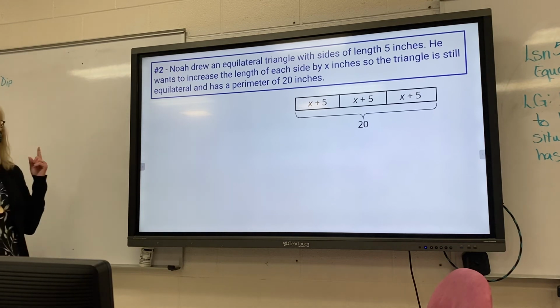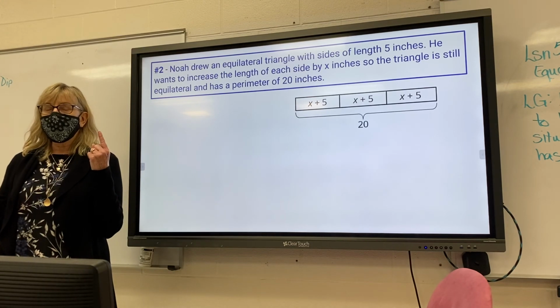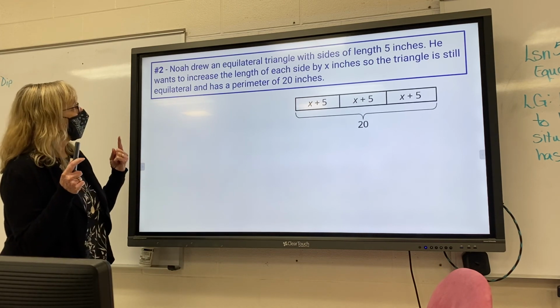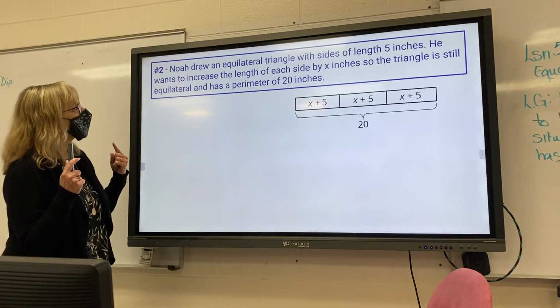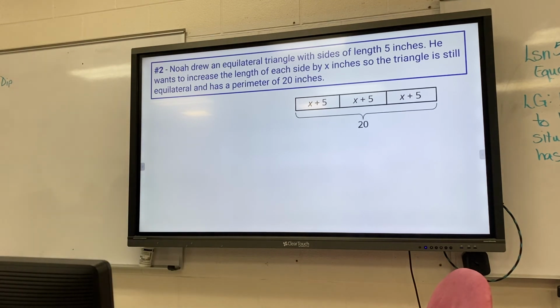All right, now I want you to close your eyes and think of an equilateral triangle with side lengths of 5. Got that in your mind? Noah's going to come along and draw it. Yours has 5, he's going to increase his by x inches. And his perimeter will be 20. What equation matches that of the 2 I gave you? Put it in the chat. First equation or second equation?